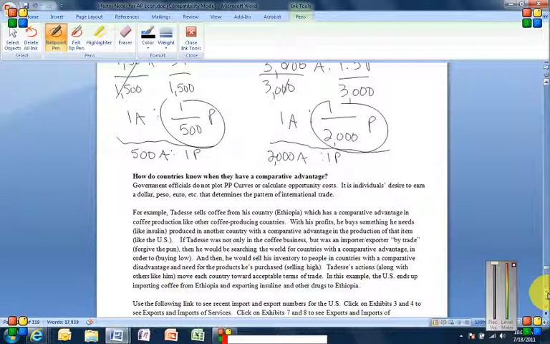It's not that you can't produce coffee anywhere in the United States. It's not that it's impossible, but you would really have to go above and beyond the natural level of resources that these other countries have easily at their disposal to produce coffee. They have a comparative advantage.